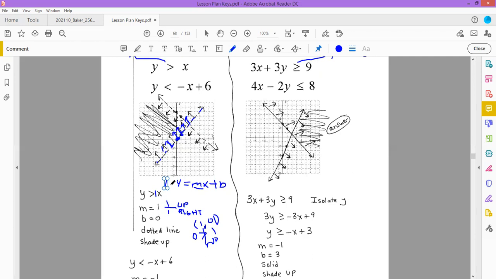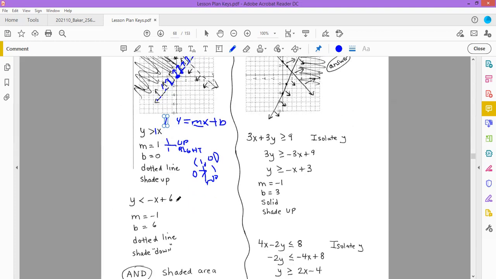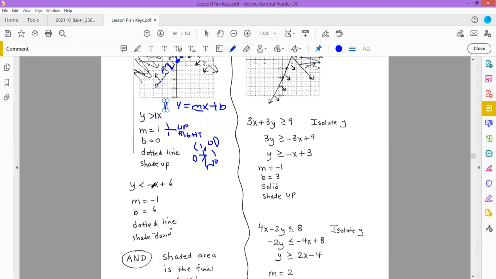Now that's our first graph, right? We've done the y greater than x. Now we need to look at the y less than negative x plus 6. Now, just like before, we're going to identify our slope and our y-intercept. Our slope is -1 this time, and our y-intercept is 6. So when we write that slope as a fraction, we'll get -1 over 1. That -1 tells us that we're going to shift down 1 space and then to the right 1 space.